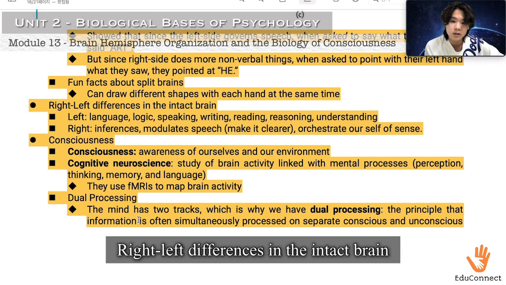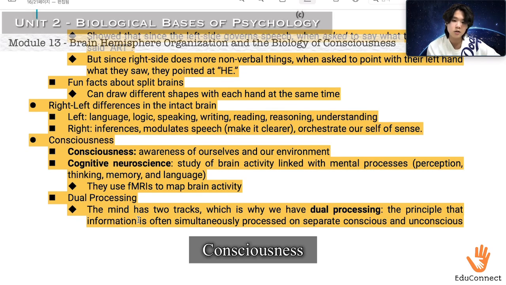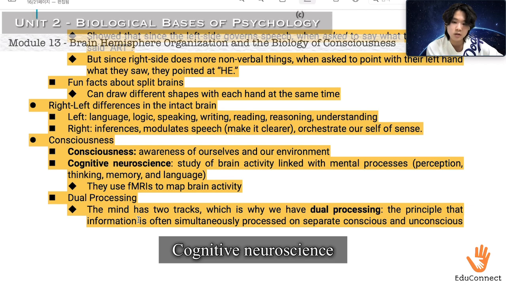Right-left differences in the intact brain: the left side is about language, logic, speaking, writing, reading, reasoning, or understanding. And the right part is responsible for inferences, modulating speech, making it clearer, and orchestrating our self-sense. Consciousness is about how our awareness of ourselves and our environment is going to impact us. Cognitive neuroscience is the study of brain activity linked with mental processes such as perception, thinking, memory, and language. They use fMRIs to map brain activity.